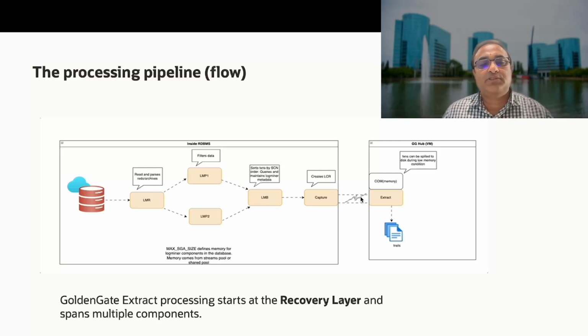GoldenGate extract processing starts at the recovery layer and spans multiple components. LogMiner reader, the beginning of the pipeline, reads redo and archive at the recovery layer. Then it spans multiple components: preparer, builder, capture, and finally the extract process. In this pipeline, each component performs specific tasks, so in the next slide, I'll break it down by component and discuss each component's role in the pipeline. So let's move on.